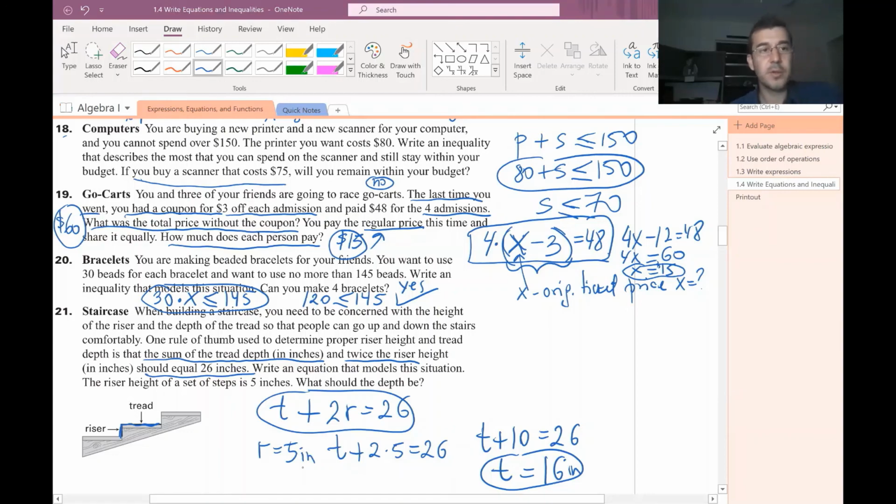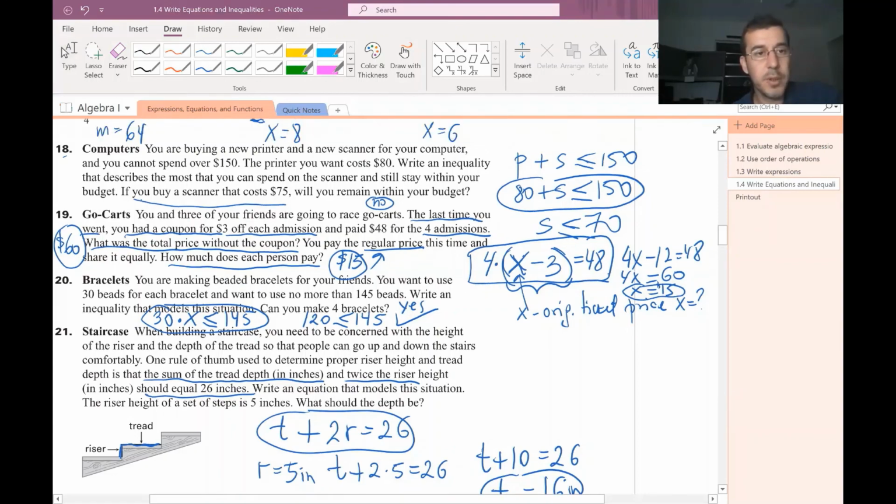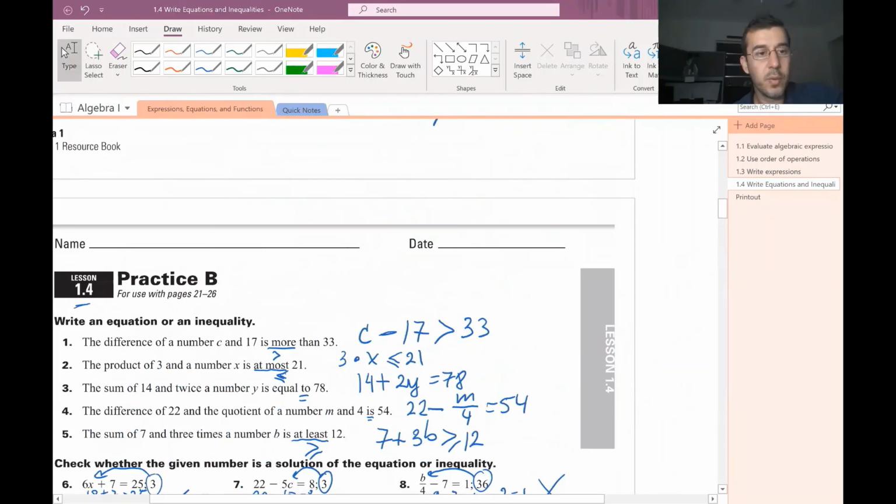Okay, so that was practice B of section 1.4.